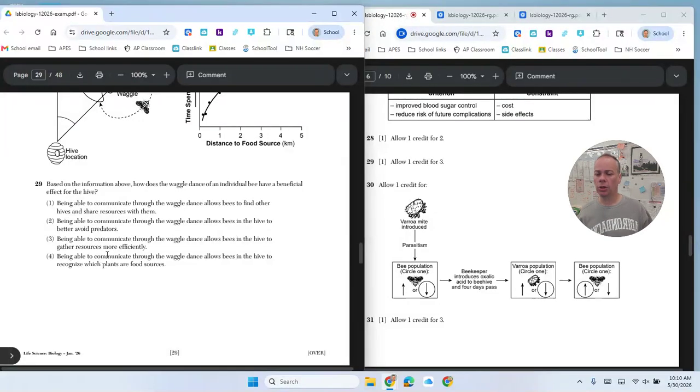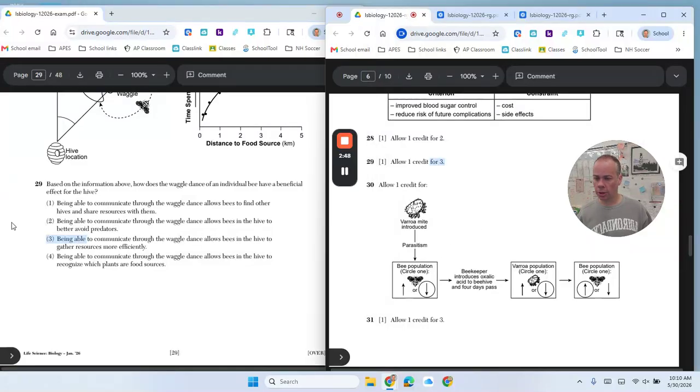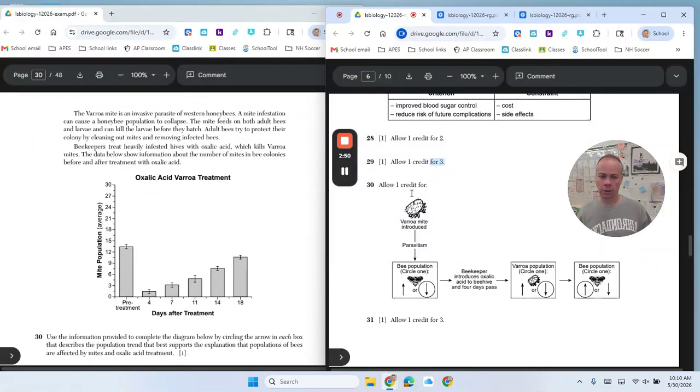3, being able to communicate through the waggle dance allows bees in the hive to gather resources more efficiently. Okay, that sounds good. That sounds like what this graph and the data were showing. So we'll keep that on the table. And number 4, being able to communicate through the waggle dance allows bees in the hive to recognize which plants are food sources. No, it's about where the food sources are, not about recognizing plants. Answer's 3. Go ahead and give yourself +1 in the margin if you got it correct.